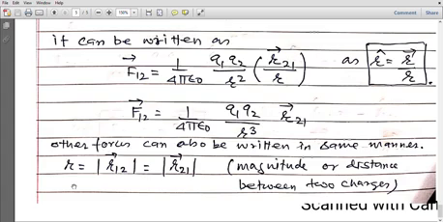So this is all about Coulomb's law, its vector form and its magnitude.